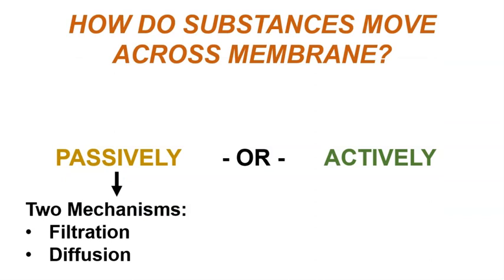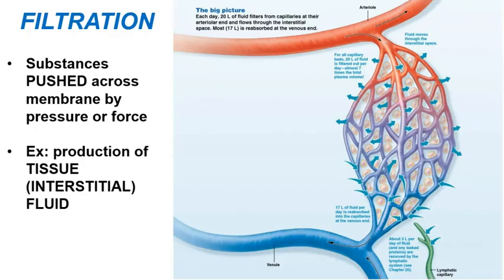So let's focus on passive transport for a moment. There are two passive transport mechanisms. We have filtration and diffusion. So filtration is the process by which a substance is pushed across a membrane by a pressure or a force. A good example of this is production of tissue fluid, which is also known as interstitial fluid, from the blood. So the pressure in our blood pushes fluid out of the thin walls of the body's capillaries, and it pushes that fluid into the space between the cells of that particular tissue.